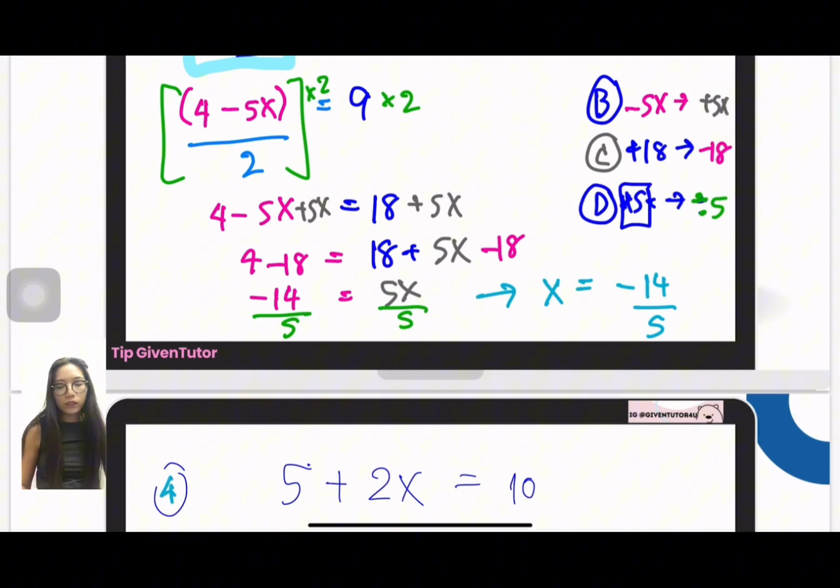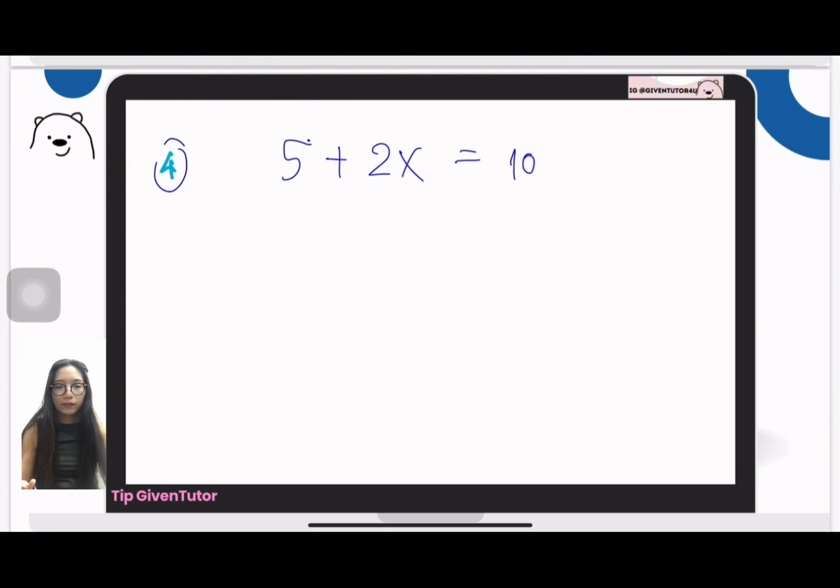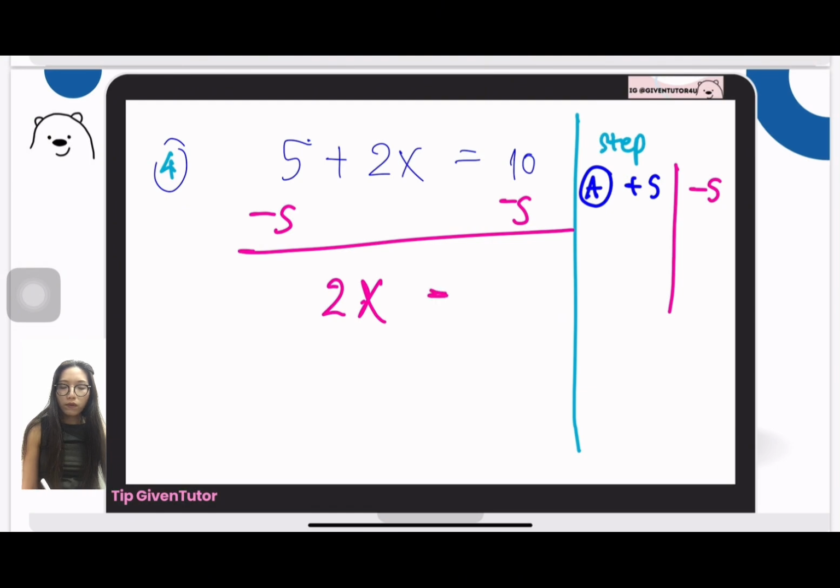Back to the normal things. Like here, this is the 5 plus 2x, so it will be a 2 step equation. So we check the first step. Step A, this is the plus 5 right here, so you will get the minus 5 in reverse. It will be minus 5 in here, minus 5 in there, on both sides. After that, what we have right now is the 2x, and then equal to 5.